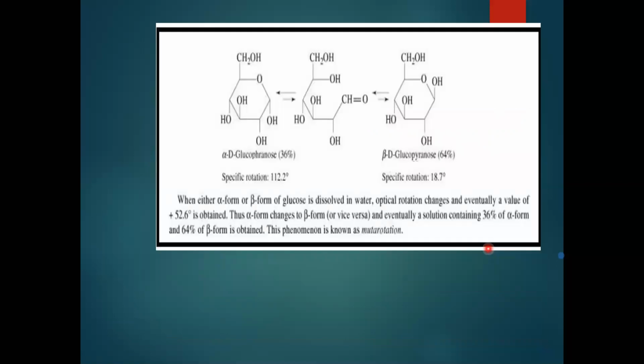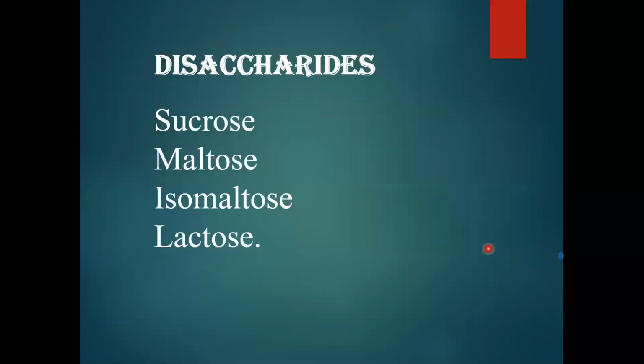Now, here we have the entire thing. When either alpha form or beta form of glucose is dissolved in water, optical rotation changes and eventually a value of plus 52.5, 52.6 degrees is obtained. Thus, the alpha form changes to beta form and eventually a solution of 36% alpha form, 64% beta form is obtained. This phenomenon is known as mutarotation. Coming to the disaccharides, we have sucrose, maltose, isomaltose, and lactose.